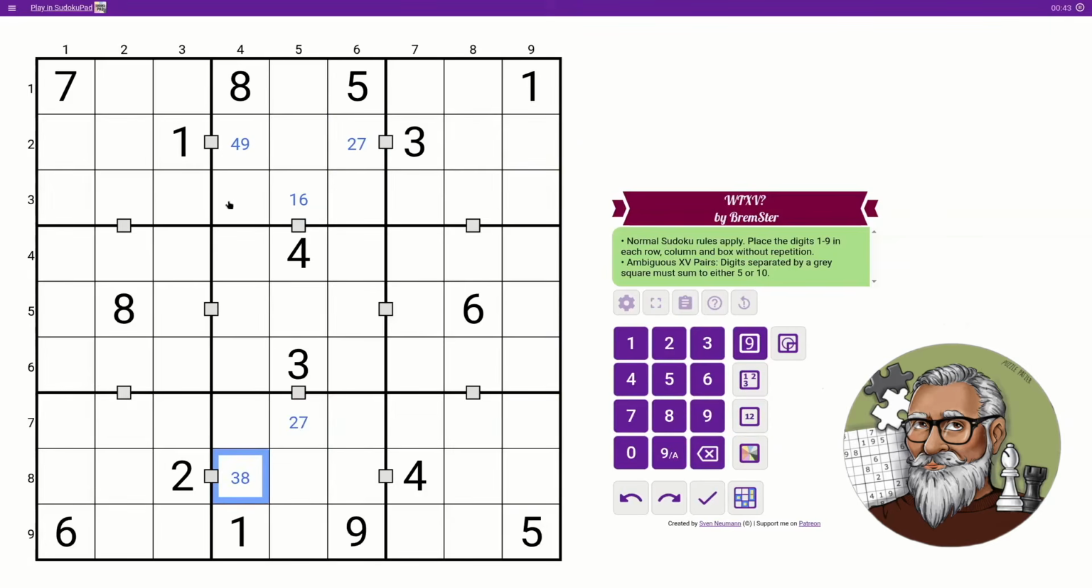However, we already have an 8 in column 4, so this can't be 8, and it has to be 3. So we're off. We get our first digit. It's a 3. Does it help us? Well, it doesn't fix those, but we'll see. Let's look at this 4 now. The 4 would need a 1 to add up to 5, but there's already a 1 in box 8. So this has to add up to 10, and this would be a 6.